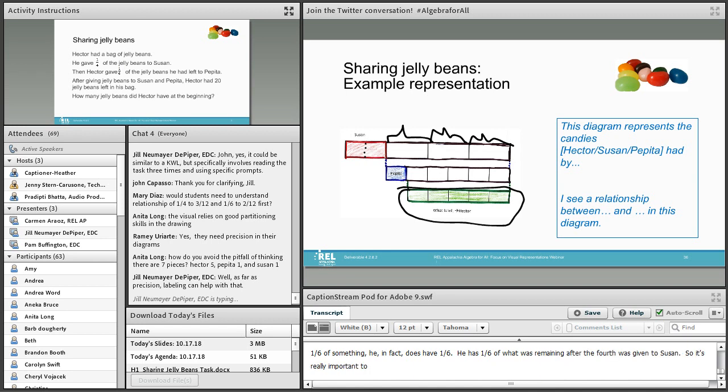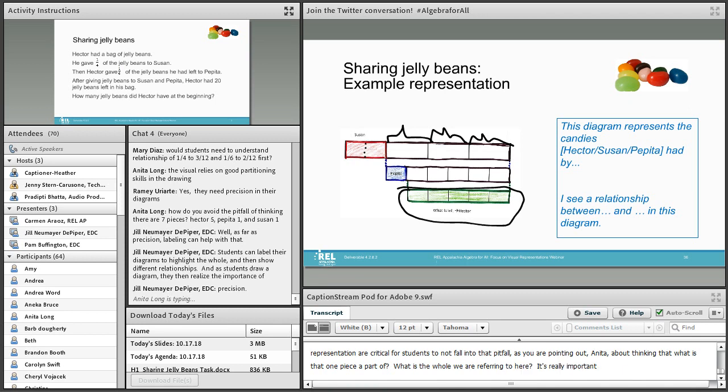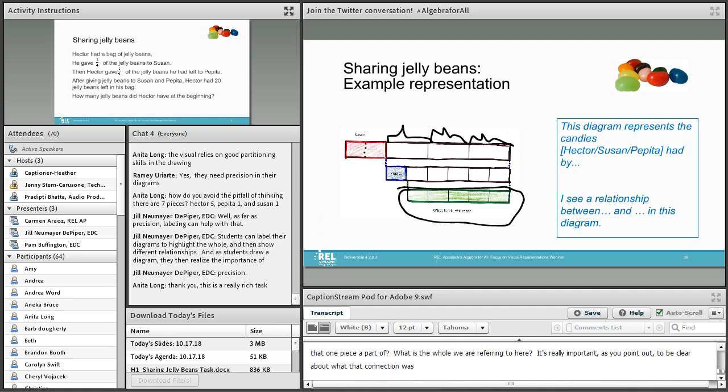So it's really important to clarify, as students start to talk about relationships, what is the unit? What is the unit that we're referring to here? How much he has left? How much he had after he gave some to Pepita? How much he had left after he gave some to Susan? What he had at the beginning? So by defining those words at the beginning in a co-constructed word bank, for example, and continuing to refer back to them, and then making connections between those words and parts of this representation, are critical for students to not fall into that pitfall, as you're pointing out, Anita, about thinking, what is that one piece a part of? What is the whole that we're referring to here? But it's really important, as you point out, to be clear about what that connection was.